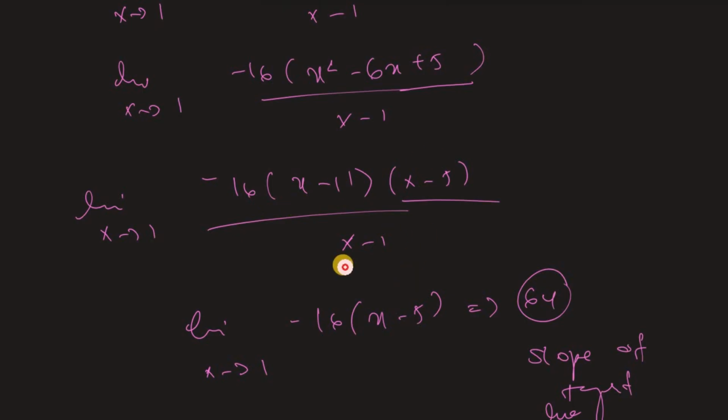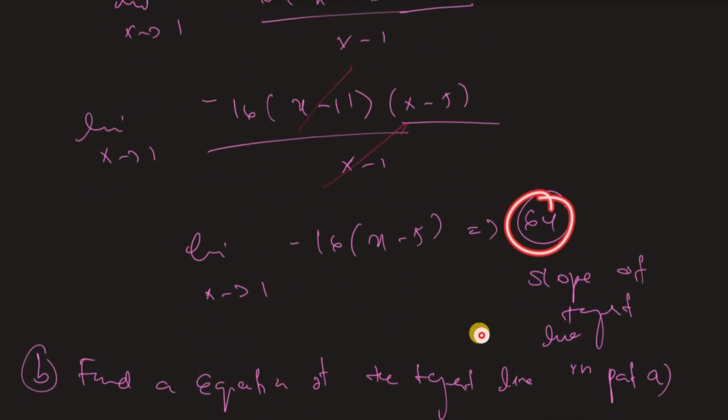And afterwards it's pretty simple. Once you have factored, you can cancel out the like terms and you're left with this one. You simply plug the limit in, and you get 64 as the slope of the tangent line.